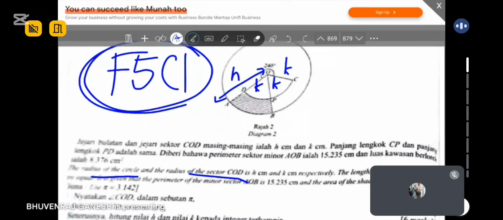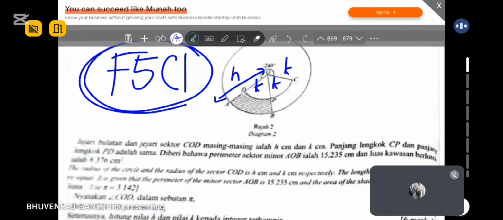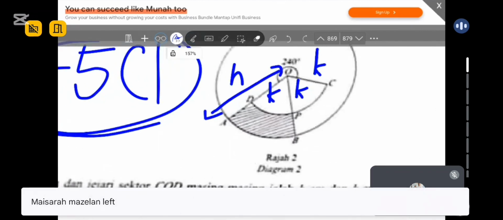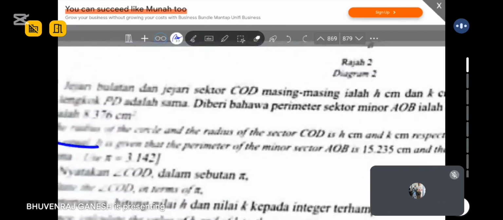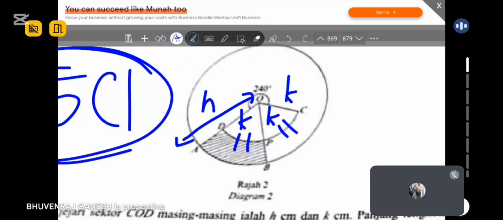Now they give you information: the lengths of arc PC and CD are the same. Guys, this tells you important information. So now, may I know, what will be your angle COD? What is its value from this information?